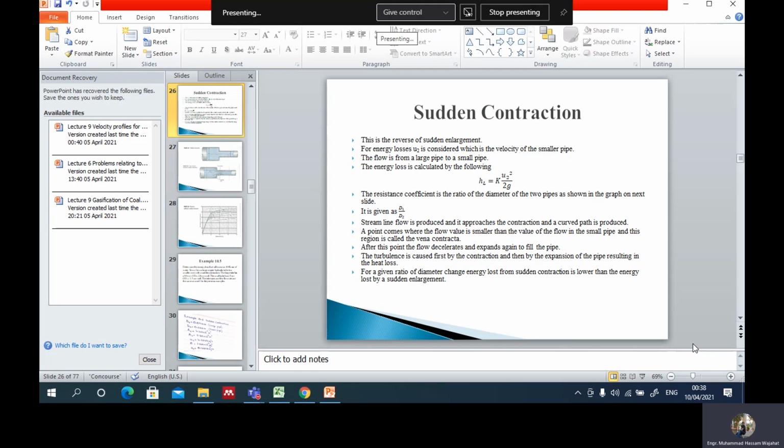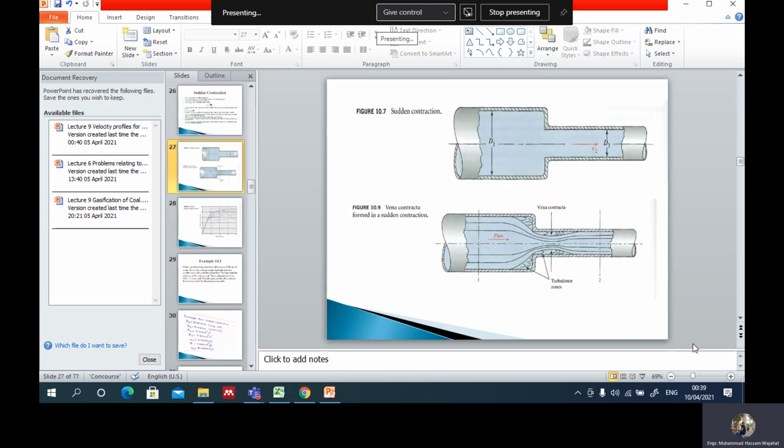If the pipes are the same, everything is the same, only there's a difference of enlargement and contraction. The energy lost in a sudden enlargement is greater than the energy lost in a sudden contraction. In short, there is always more energy loss in enlargement. यानी enlargement के अंदर आपकी ज़्यादा energy loss होगी compared to contraction.